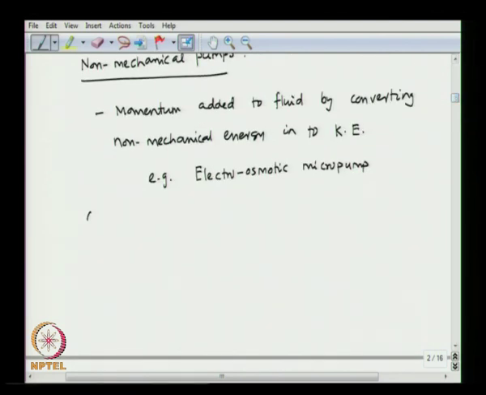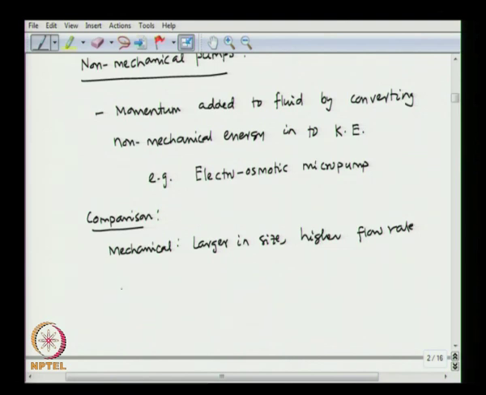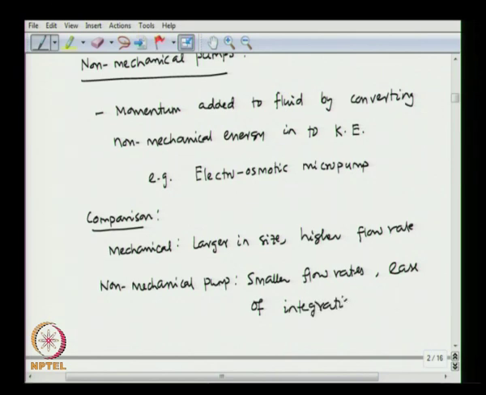So, if you do a comparison, then the mechanical pumps are larger in size and offer higher flow rate, whereas the non-mechanical pumps would offer smaller flow rates and provide ease of integration. Okay.